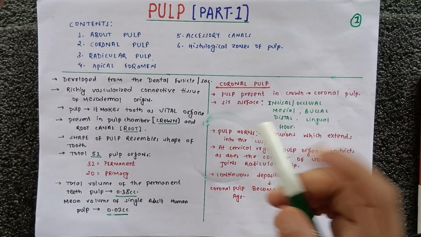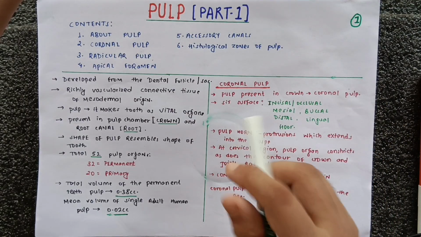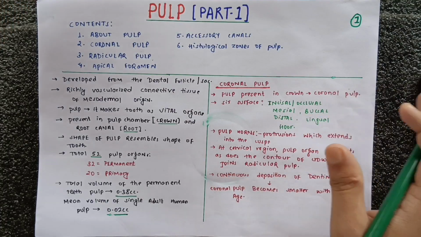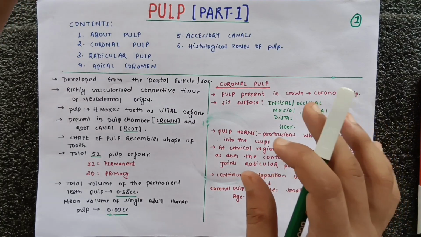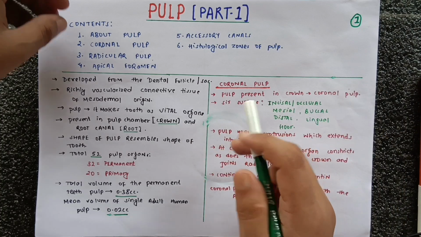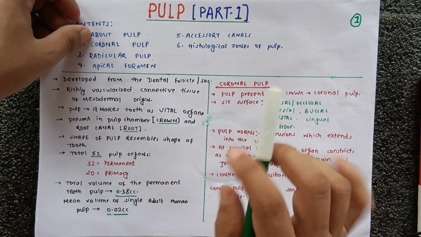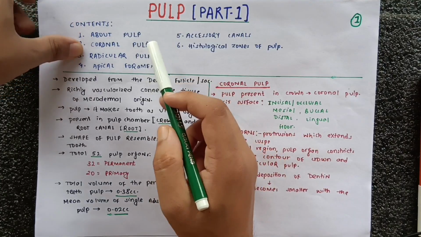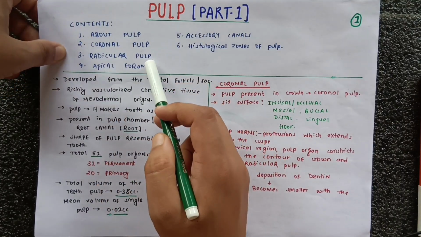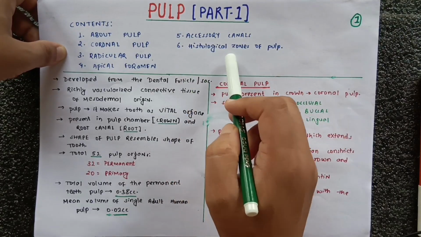And this is our first video of the pulp, and in this chapter we will be discussing every aspect of the pulp. This is the first part of the pulp. In this part we will discuss a small introduction to the pulp, and after that we will discuss the coronal pulp, radicular pulp, apical foramen, accessory canals, and the histological zones of the pulp.